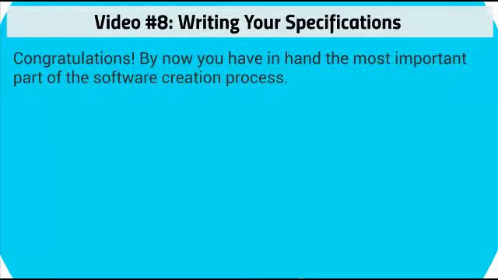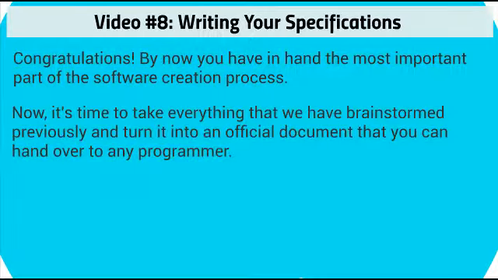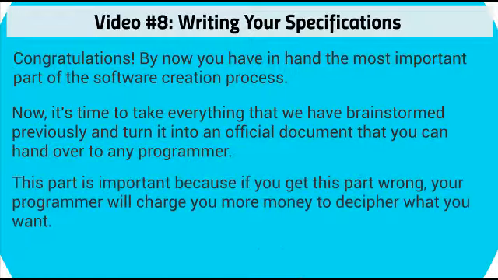So congratulations, by now you have in hand the most important part of the software creation process. Now all we have to do is take everything that we have put together and make it look like an official document that you can hand over to your programmer. This is a very, very important part, because if you get this part wrong, your programmer will charge you more money to decipher what you want.